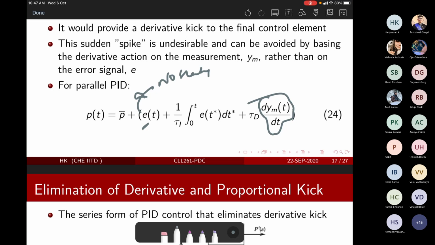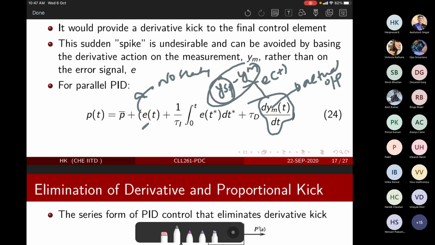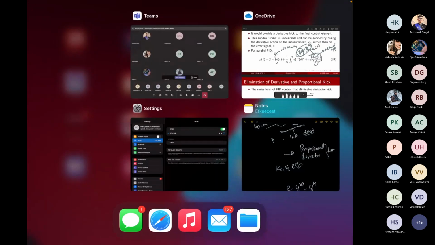So what is y? This ym is the actual output. Previously it was error, which is the difference between set point and ym. Since there is a sudden change in the set point, error would be very, very high. So your dE by dt would be very high, and overall the controller would do a derivative kick. To avoid that, instead of Y set point minus YM, which is E, you just use YM over here. So what is the difference between both?